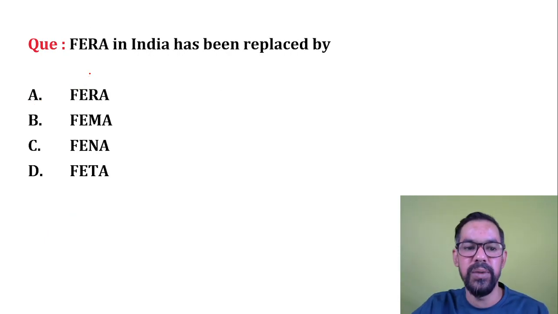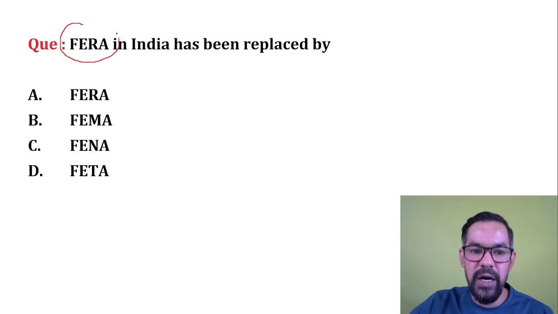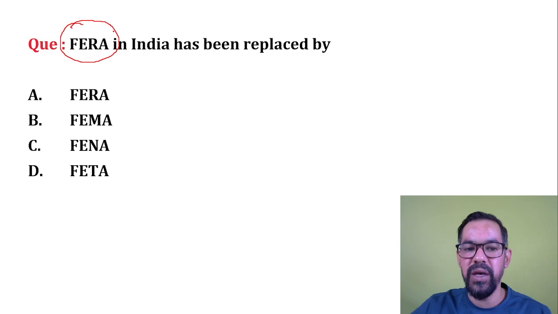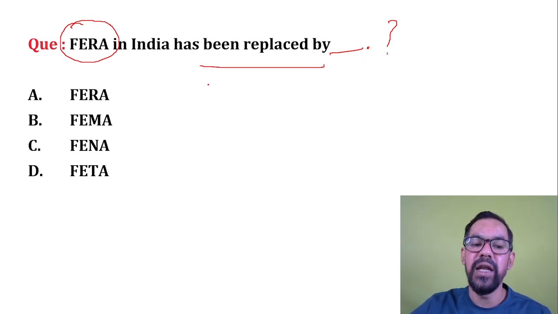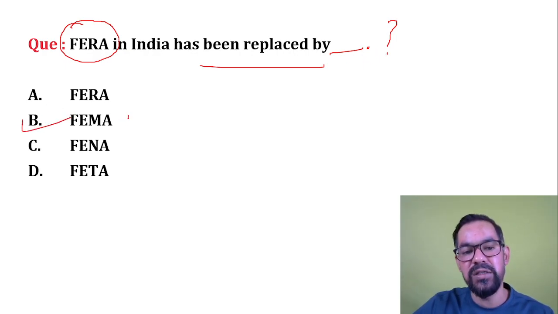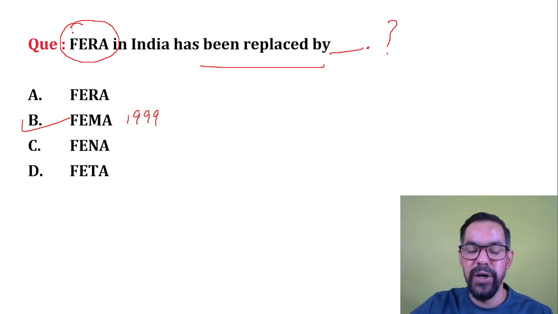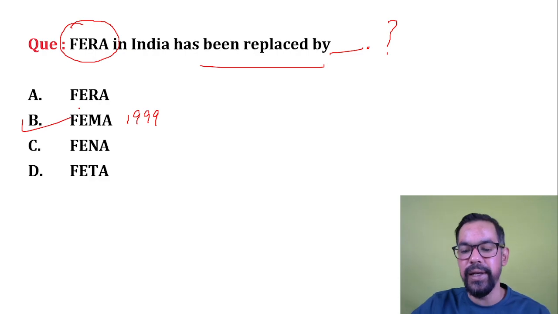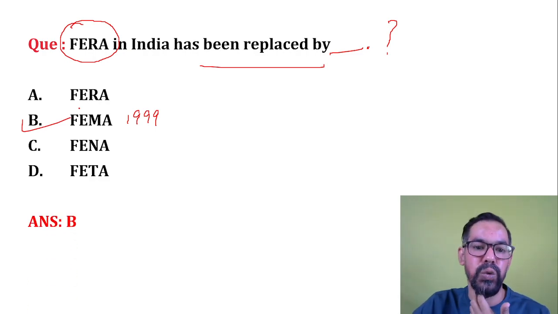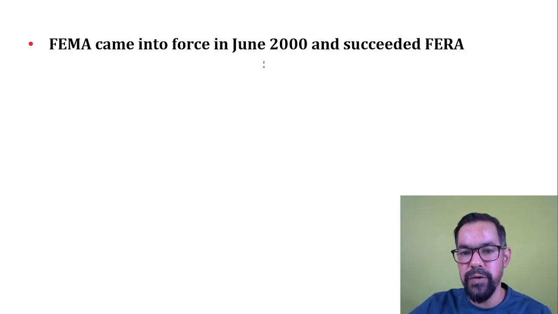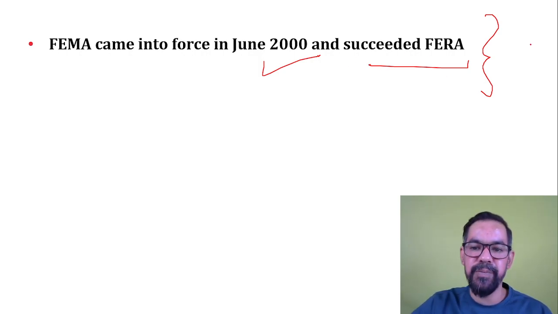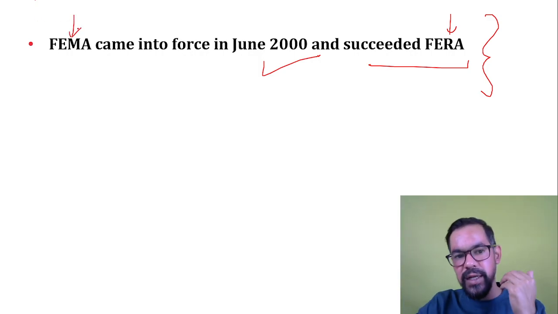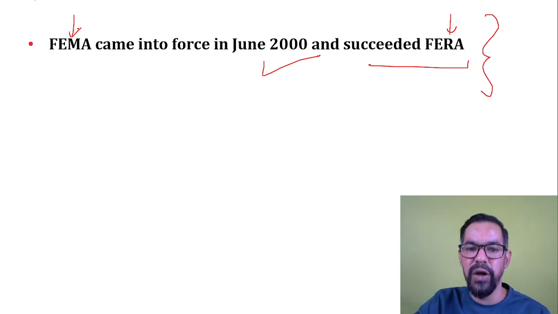Next one, FERA, Foreign Exchange Regulation Act, in India has been replaced by. Previously for foreign exchange business we had this FERA, now it is converted into FEMA, Foreign Exchange Management Act 1999. Previously it was 1973. FEMA came into force from June 2000, and it succeeded FERA. So we changed the word Regulation to Management Act. The forex business in India generally works according to the FEMA guidelines, Foreign Exchange Management Act.